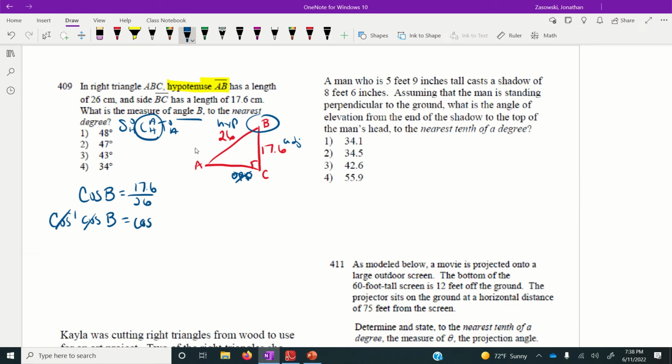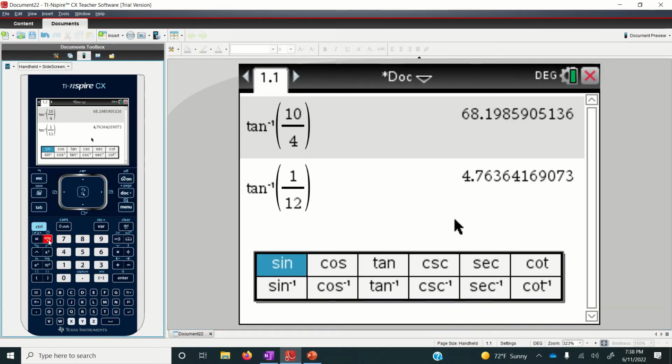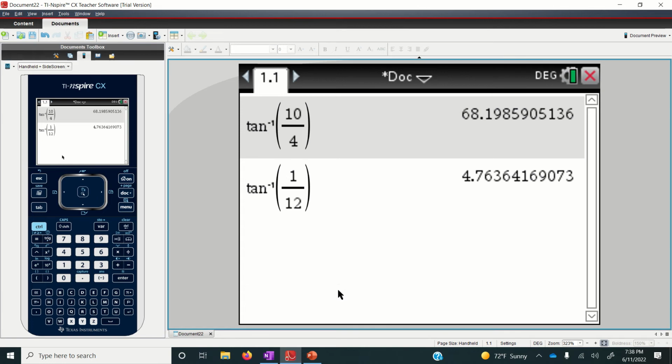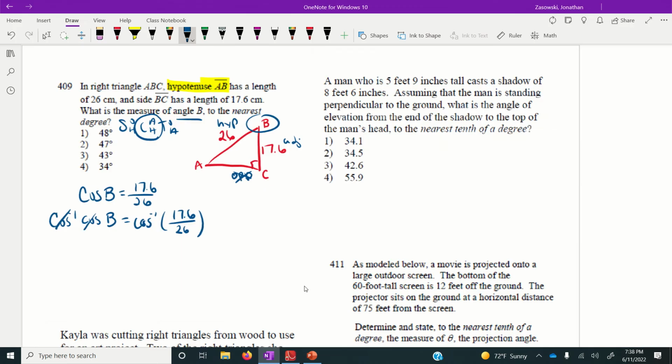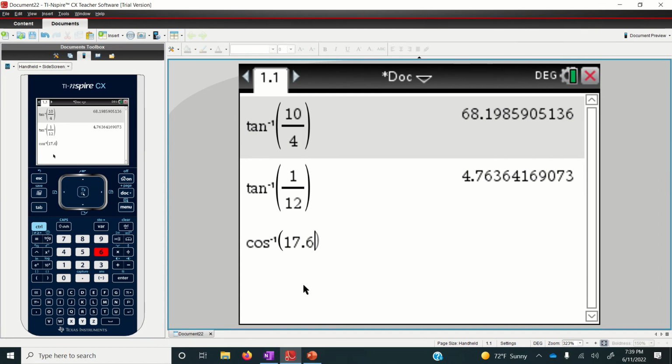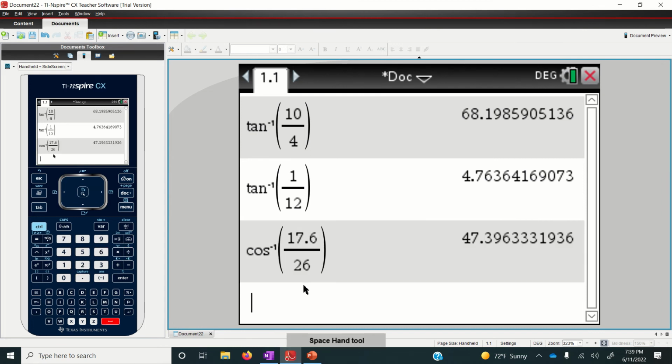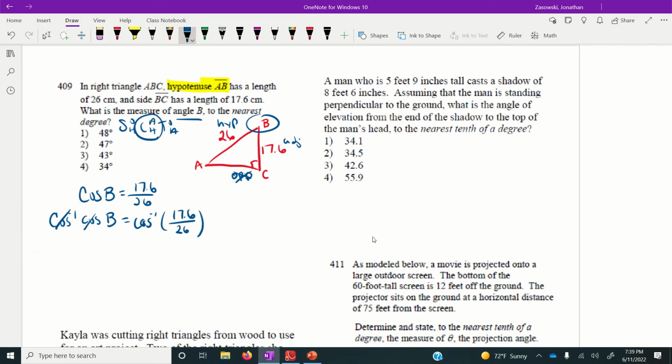And then the cosine inverse of 17.6 over 26. We're going to go trig, cosine inverse, and then type in our fraction, 17.6 over 26. Hit enter, and we'll have our answer rounded to the nearest degree. So that's going to be 47 degrees. And we have our answer.